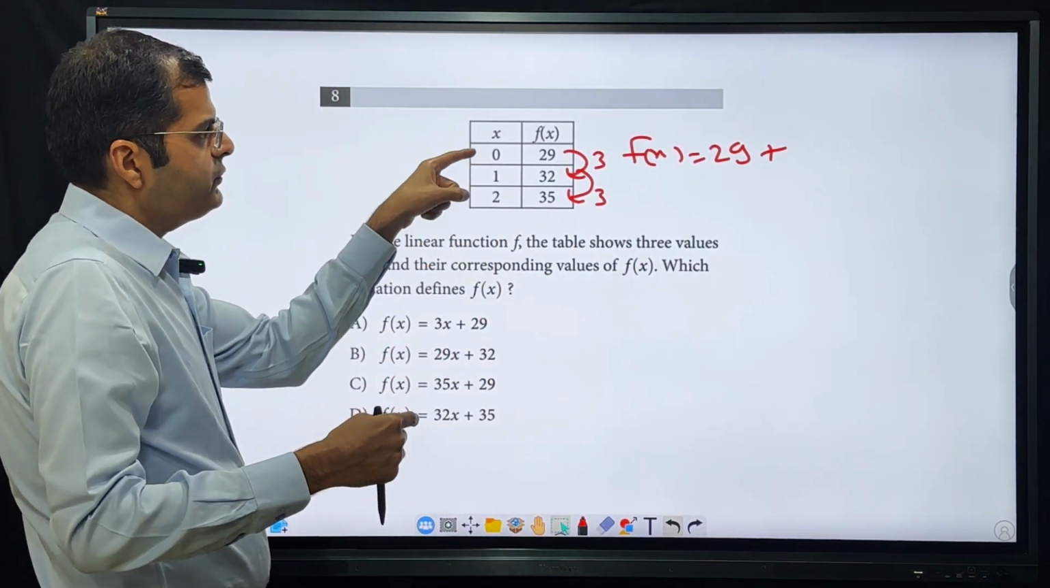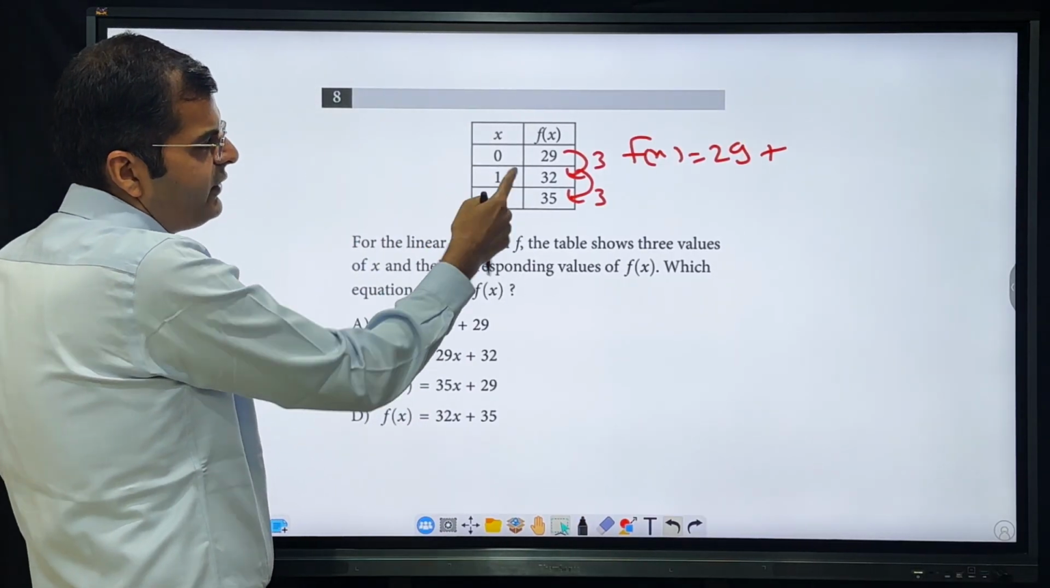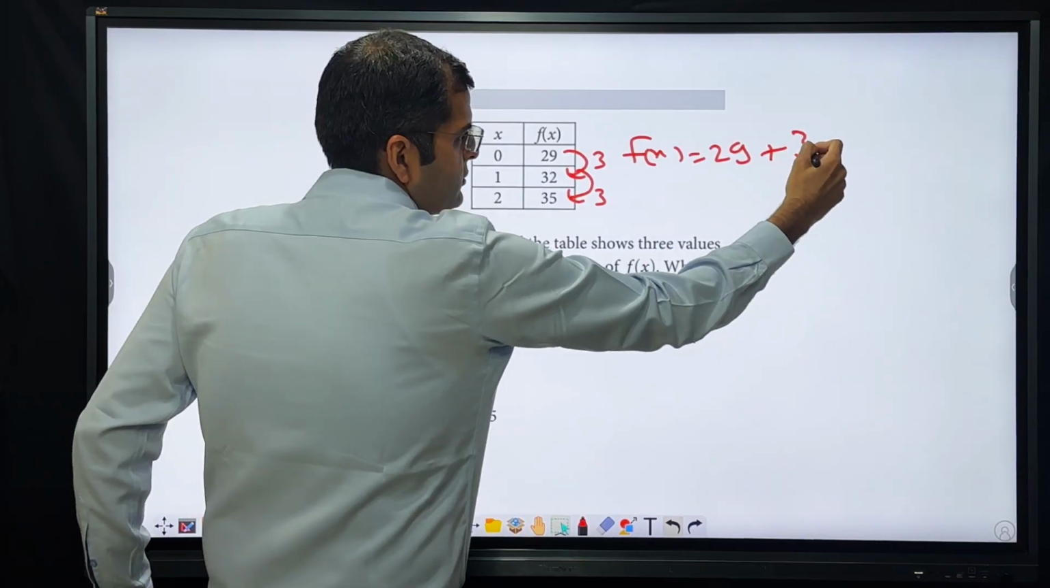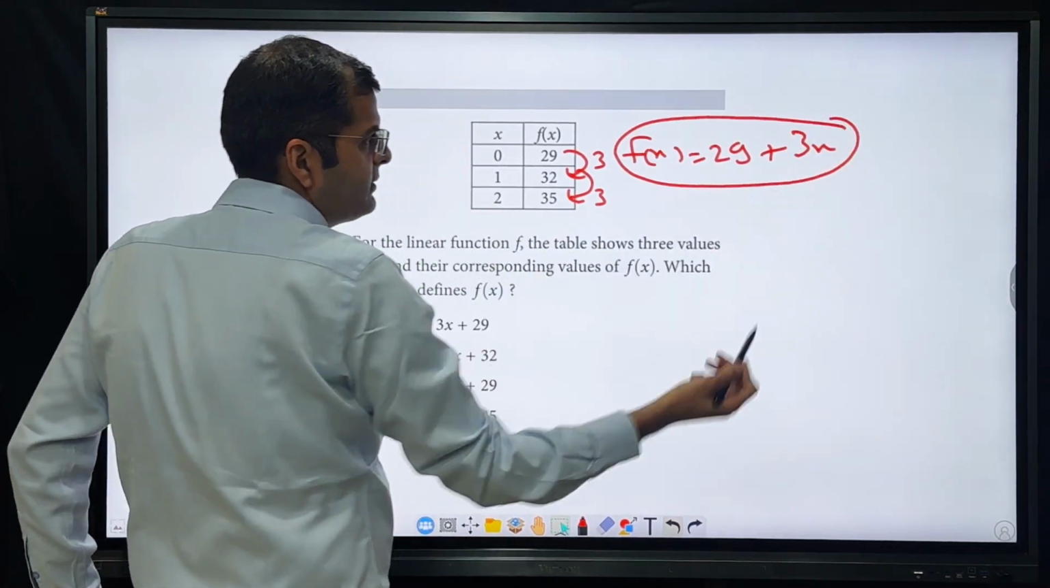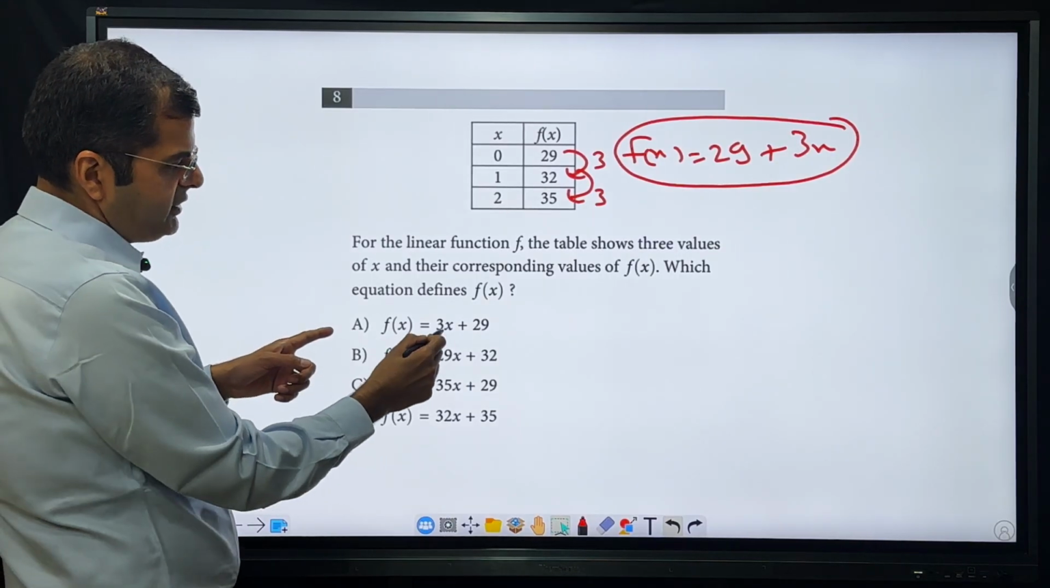When x increases by 1, from 1 to 2, f of x increases by 3 again. So f of x has to be 29 plus 3x. You can also look at the options by putting in the values. So this is 3x plus 29.